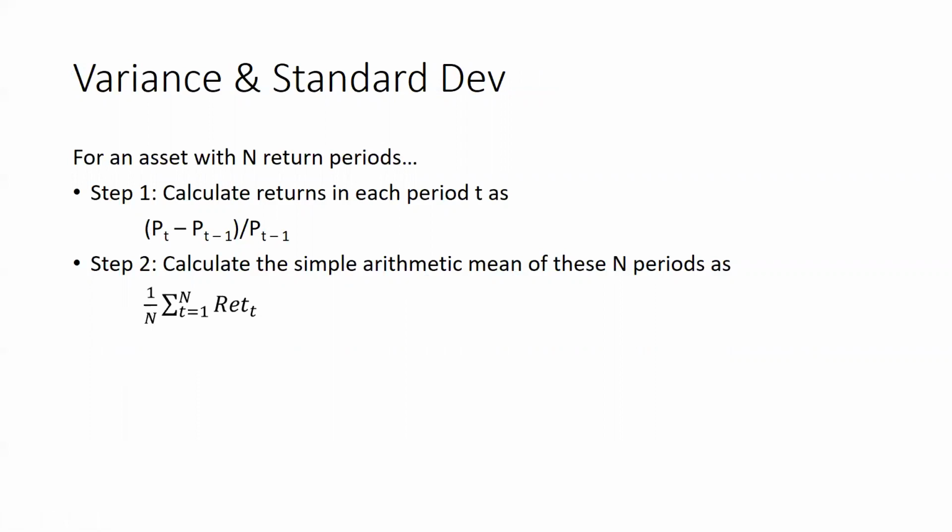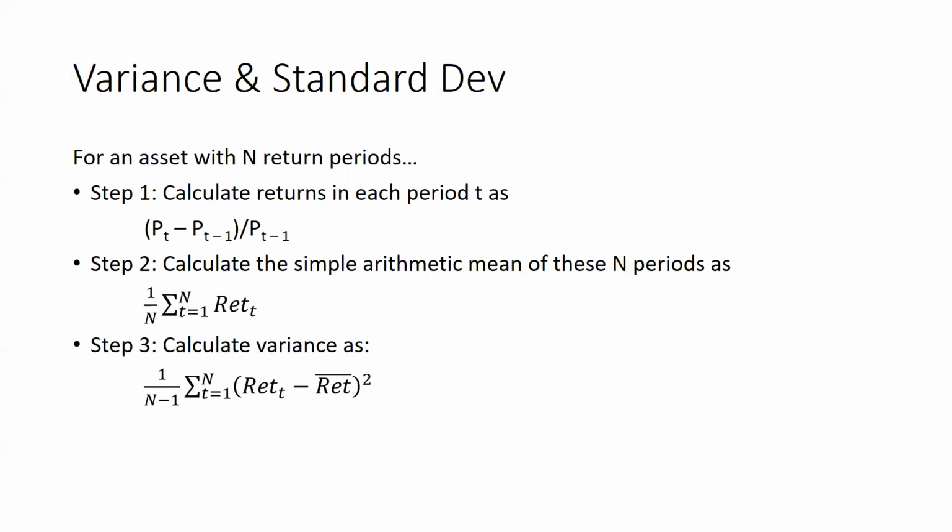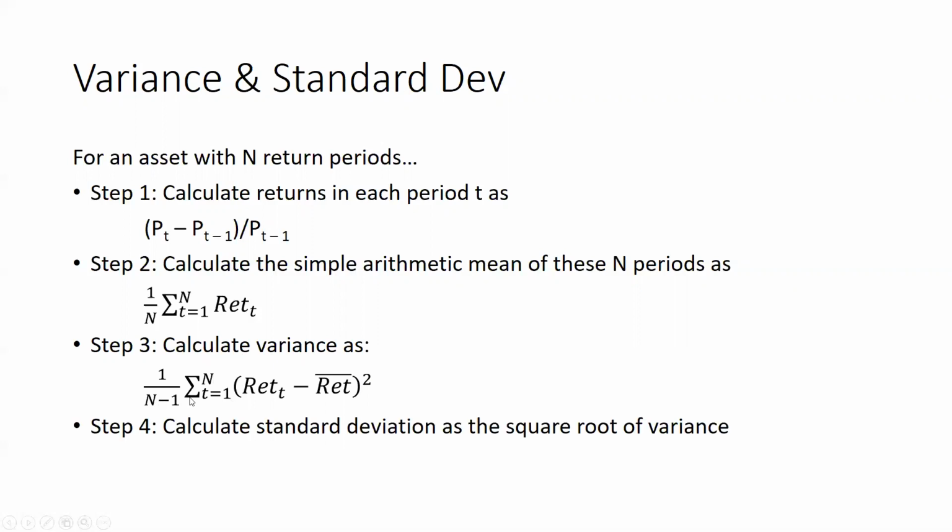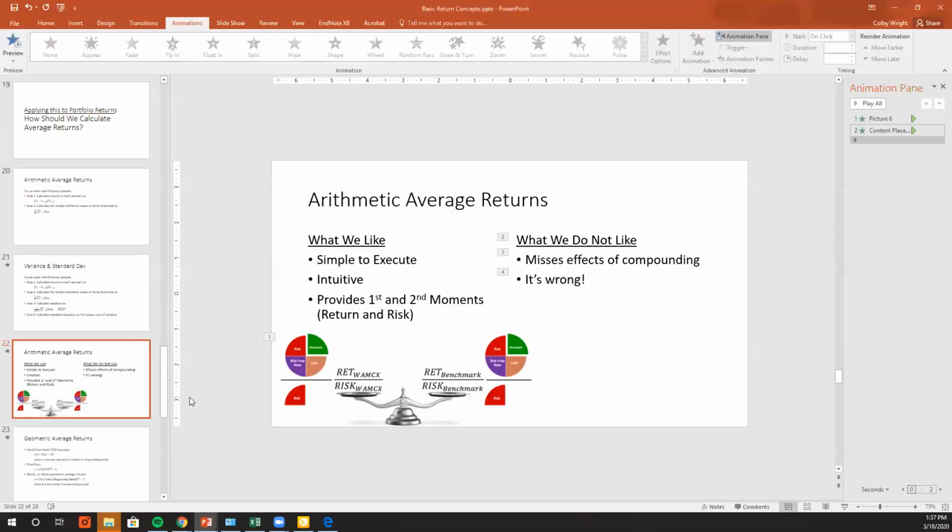You can then go on to calculate variance. You would calculate variance by taking each return, subtracting out the average, squaring it, then adding up those squared deviations and dividing by the number of observations minus 1. And then you can get standard deviation as the square root of variance. Let me give you an example of this really quickly.